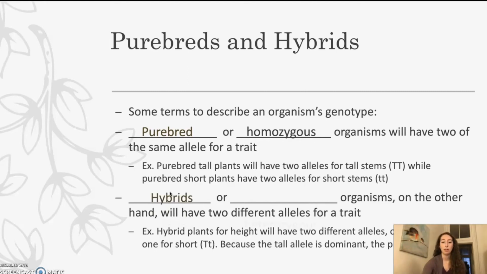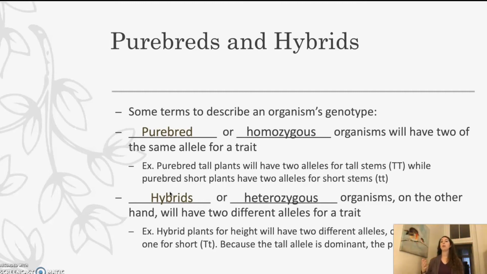We can also have two different alleles. Those are called hybrids or heterozygous organisms. So they have two different alleles. They're going to have one capital letter and one lowercase letter because they're going to have a dominant and a recessive. So in our example here, hybrid plants for height will have two different alleles, one for tall and one for short. So we have big T, little t.